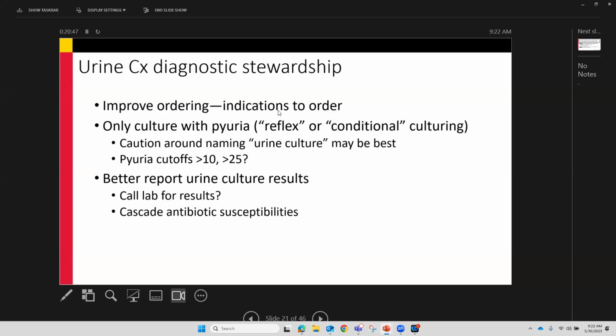There's sometimes some argument about what's the best cutoff. Is it greater than 10 or greater than 25 white blood cells? And I think there's issues around what you could name it. In our hospital, it was called urine culture, and people just ordered urine cultures normally. We switched it to what we called urinalysis with reflex to culture, which seemed okay. But then we started to find that a lot of people were ordering it when they wanted a urinalysis, or they'd be like, well, just get a urinalysis and it'll do a culture if you need one, with the idea being that the lab knows better than the clinicians.